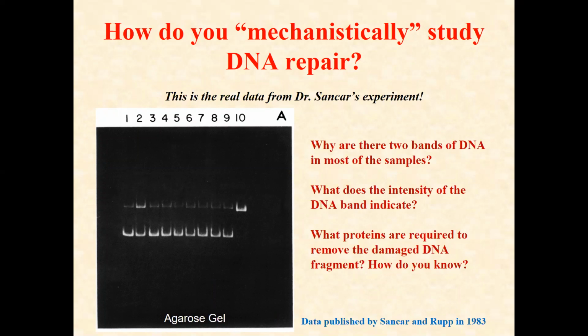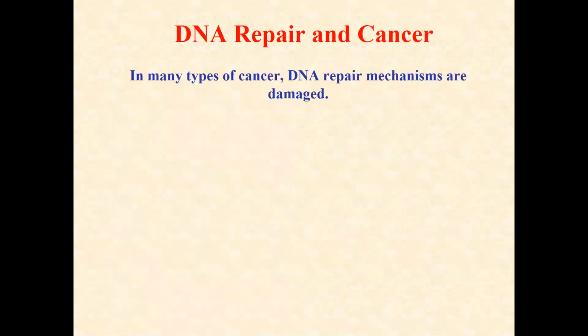In sample 10, all of the DNA detected is relaxed, indicating that the proteins UVRA, UVRB, and UVRC removed the damage, leaving only relaxed DNA. This proved that these three proteins are necessary and sufficient to remove UV damaged DNA.